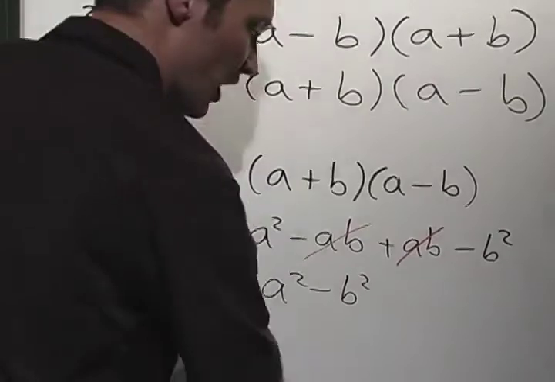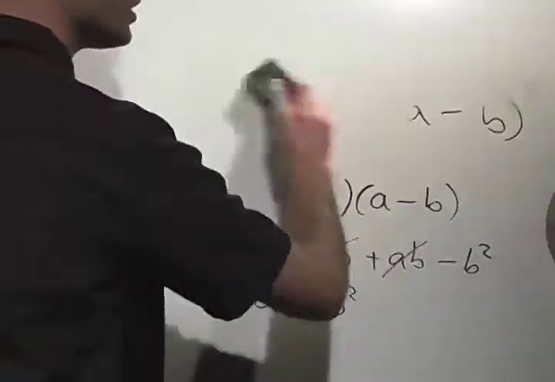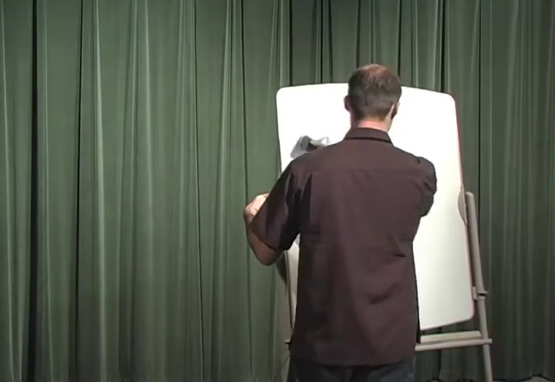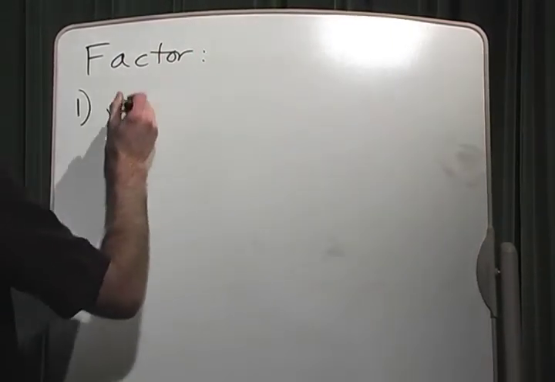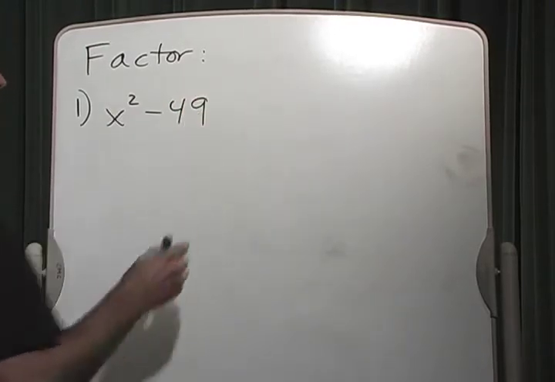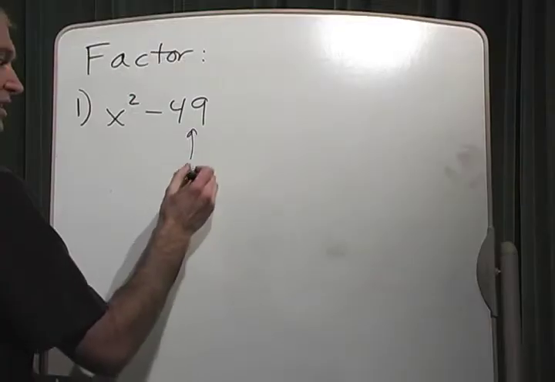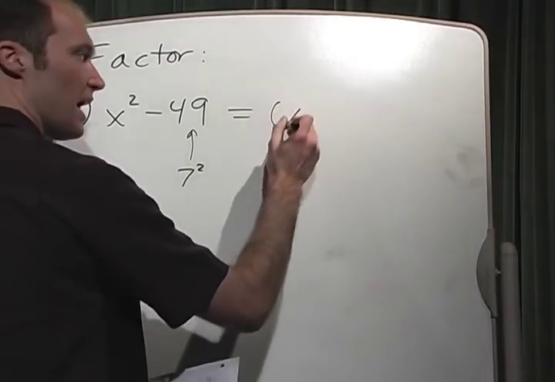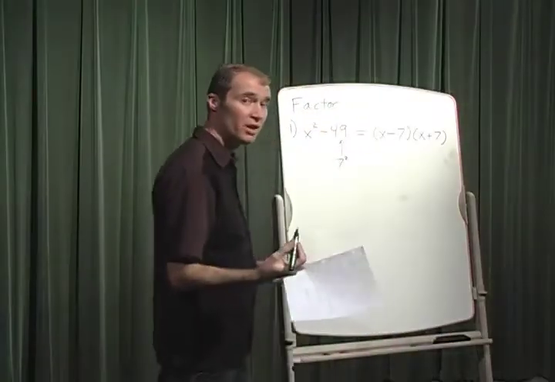So let's go ahead and do a few problems, and then hopefully you guys will begin to see the pattern as to how these problems work. Let's suppose that I'm asked to factor the following. Suppose that I want to factor x squared minus 49. Well, this is a difference of squares because 49 is just 7 squared. So what I'm going to do is break this down into x minus 7 times x plus 7. And that'll be my final answer.